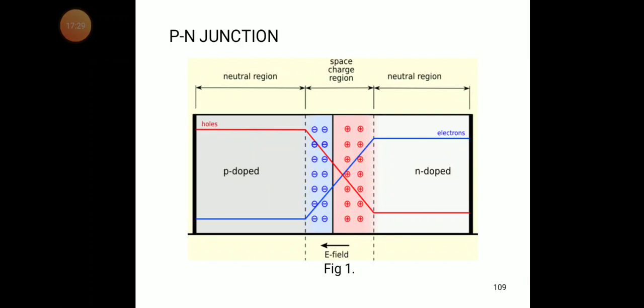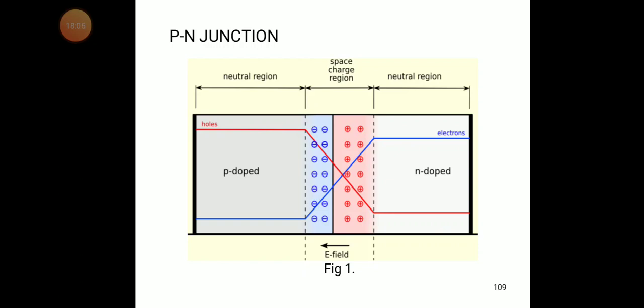So what is the PN junction diode? What are the PN junction properties? You can see the PN junction diode: P doped material on the left side, N doped material on the right side. What do we have? Neutral regions and the space charge region. What is the meaning of space charge? Here we don't have any free electrons, only ions. On the P side we have negative immovable ions, on the N side we have positive immovable ions.